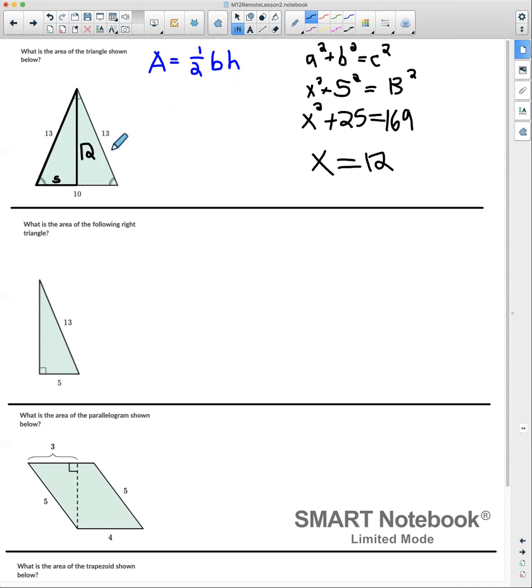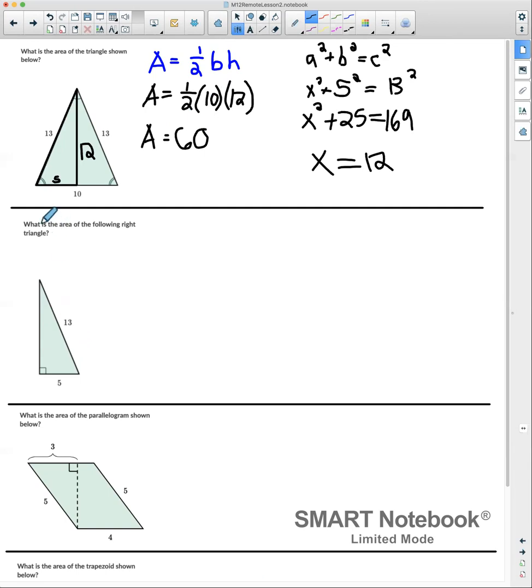Okay. So now I have the base, I have the height, I can find the area. So area is equal to 1/2 the base is 10, the entire base is 10, and the height is 12, okay? 1/2 times 10 is 5. 5 times 12 is 60. So the area is 60, okay? And that is the answer.